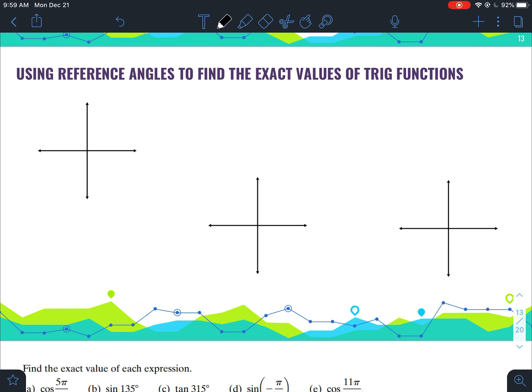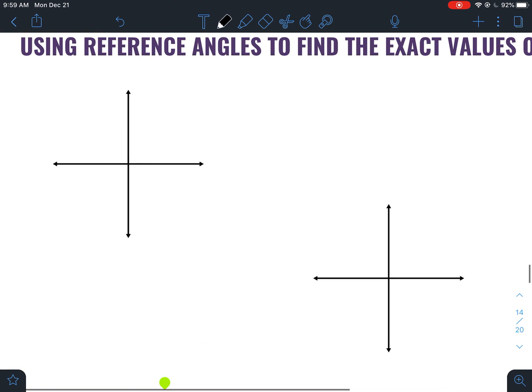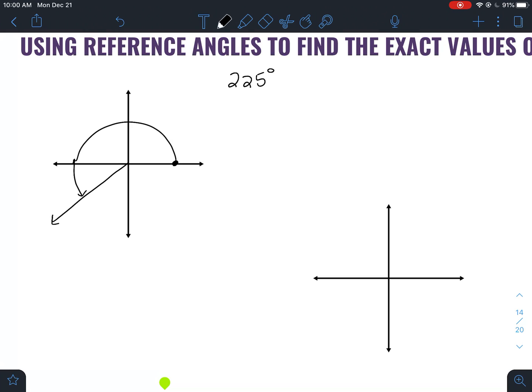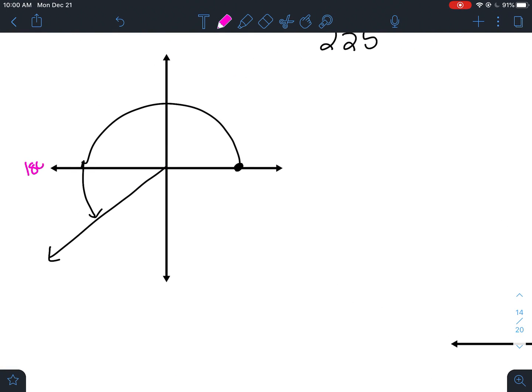All right, so we've talked about 30, 60, 90, 45, and then 90, 180, 270, 360. Well, what if we're not at one of those? Let's say that we are at 225, and we want to know what the sine, cosine, and tangent of 225 is. Well, first, we've got to go 225 degrees. So here's 180. And then we've got to go to 225. So we've got to go 45 degrees more.